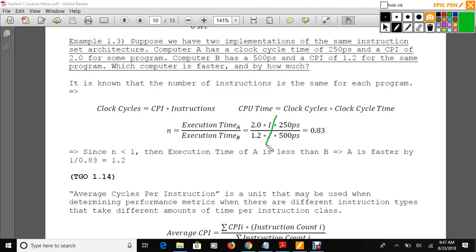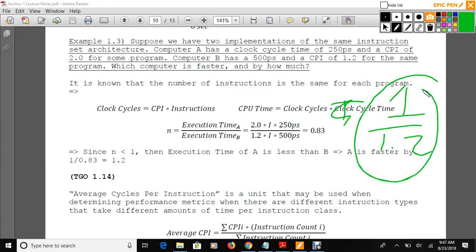This is a pretty good example of a type of thing that would come up on an exam. So in this case, you can see 250 over 500, right? But if you multiply this by 2, basically this becomes 1 over 1.2, right?